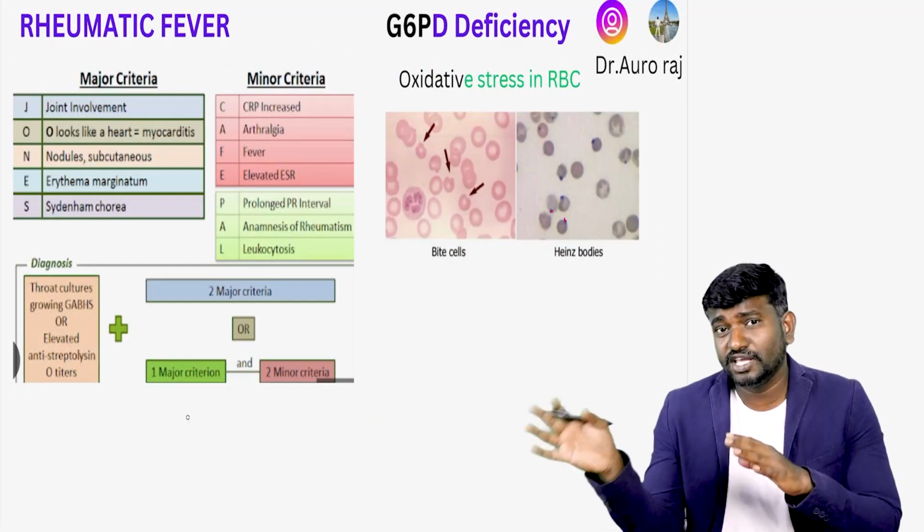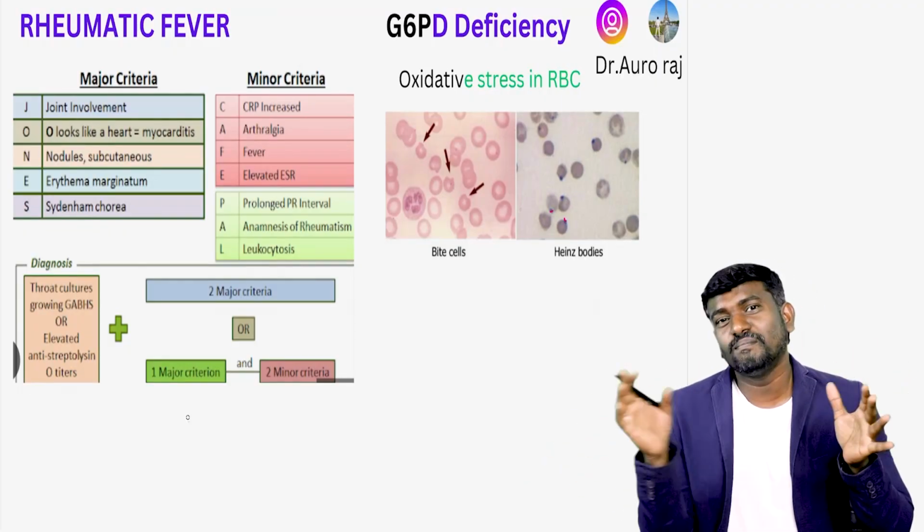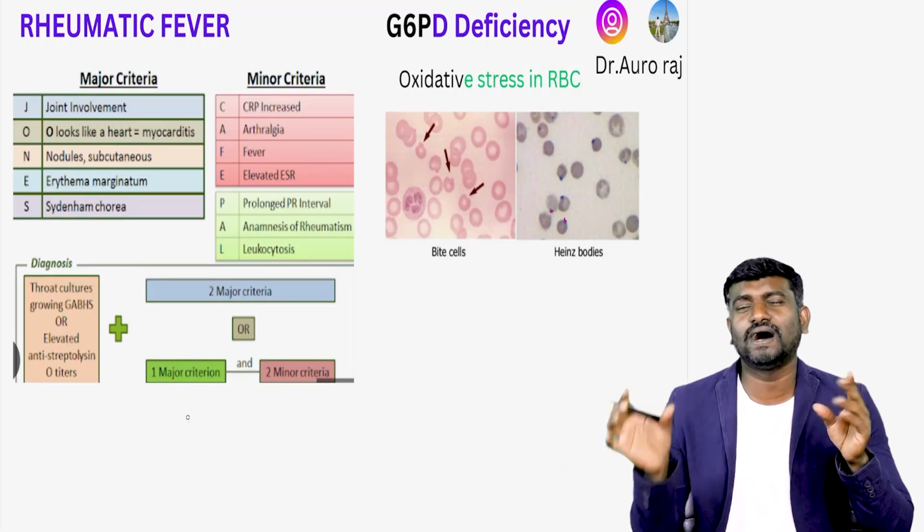Rheumatic fever, very, very important. We have major criteria and minor criteria. Major criteria comes to the mnemonic Jones. Minor criteria comes to the mnemonic called Pal. Let's revise one by one.